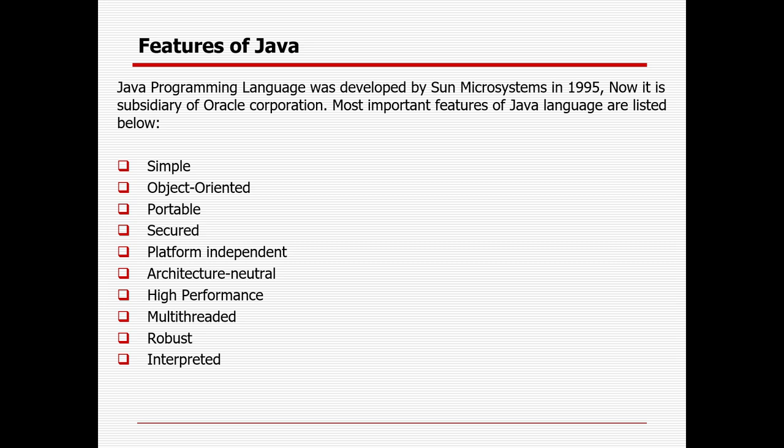Interpreted: Java bytecode is translated on the fly to native machine instructions and it is not stored anywhere. So the development process is more rapid and analytical since linking is an incremental and lightweight process. That is the way, right? These are the features which make Java more popular in the market. There are a lot of other programming languages, but still Java is used in most projects or most applications.